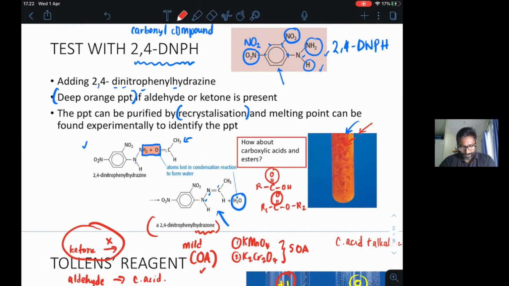Wesley, what do you think? If I react with 2,4-DNPH, do you think carboxylic acid and ester will give you a positive result? No. Yeah, no. So basically, they are different compounds, even though they have this, the reaction is different. So this one will be no reaction. Basically there won't be any deep orange precipitate formed. I hope it's clear.